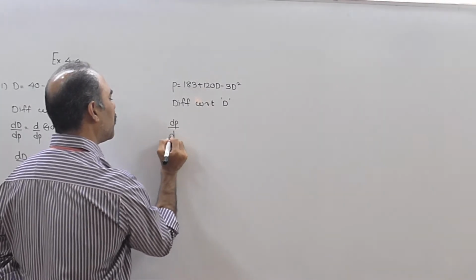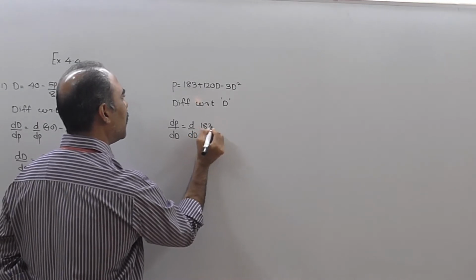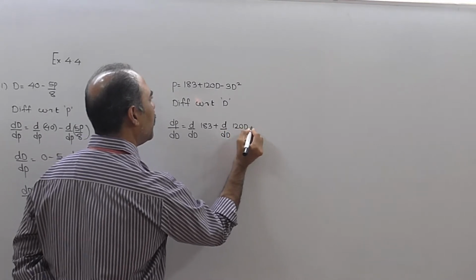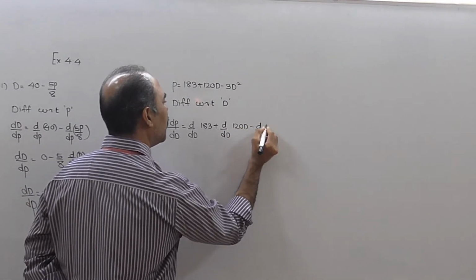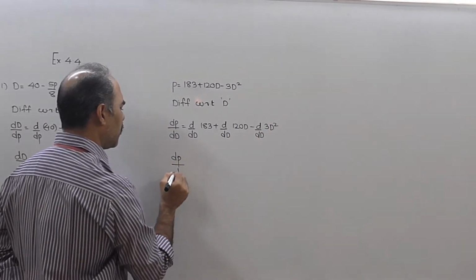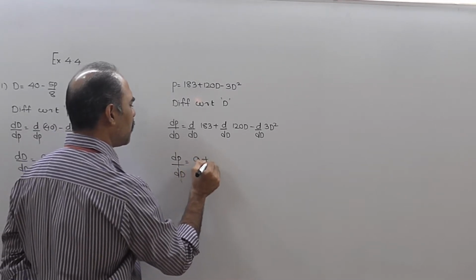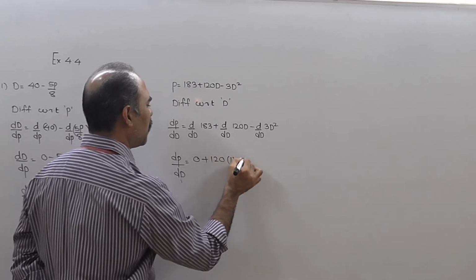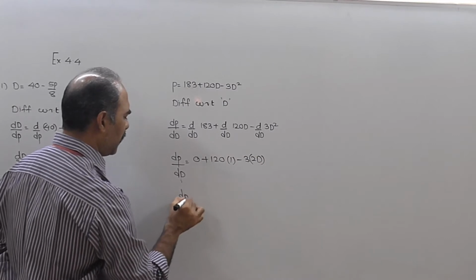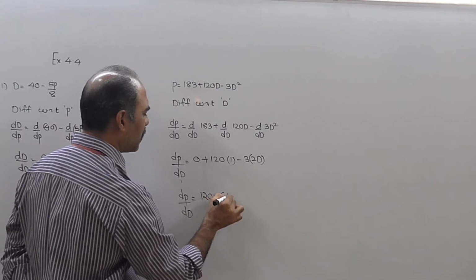So I will have dp upon dD equal to d by dD of 183 plus d by dD of 120D minus d by dD of 3D square. So I get dp upon dD, which is equal to 0 plus 120 into 1 minus 3, derivative of D square is 2D. So ultimately we get dp upon dD equal to 120 minus 6D.